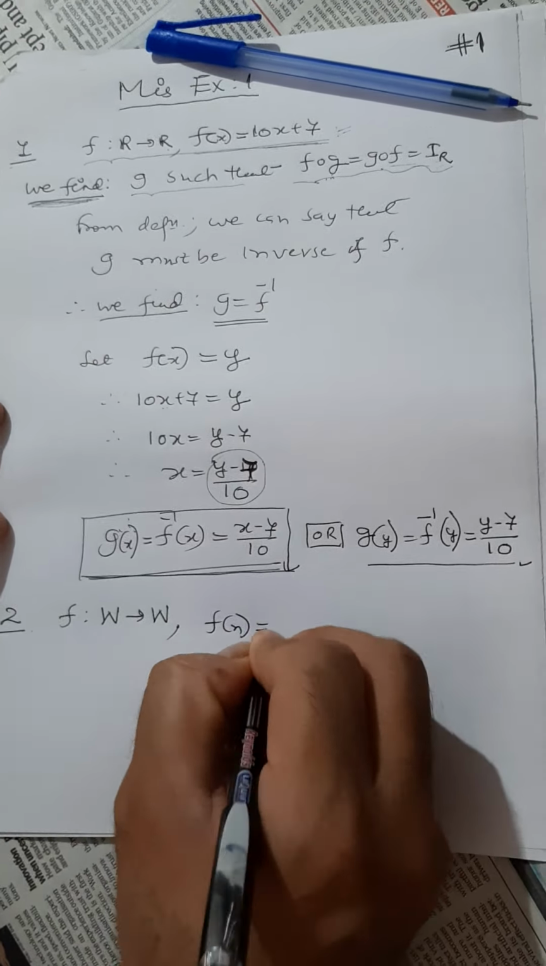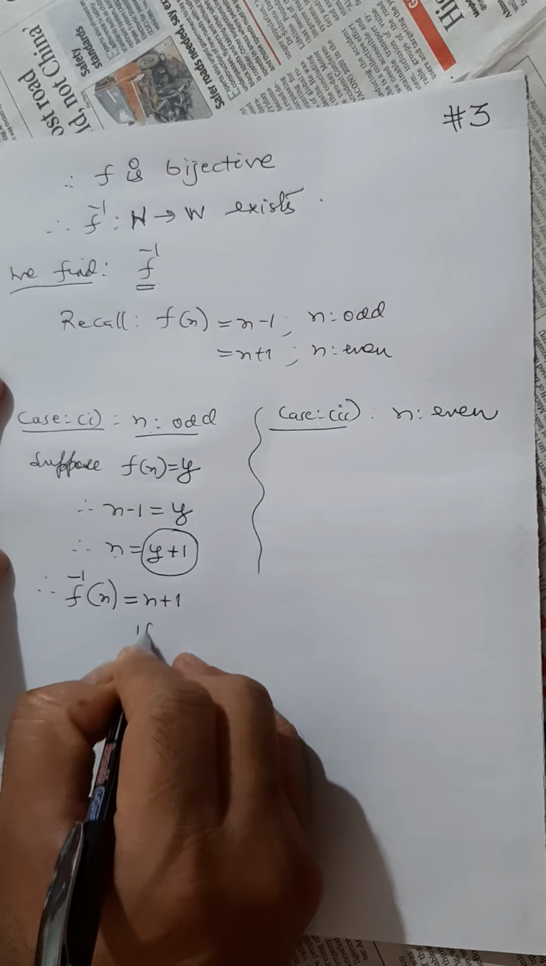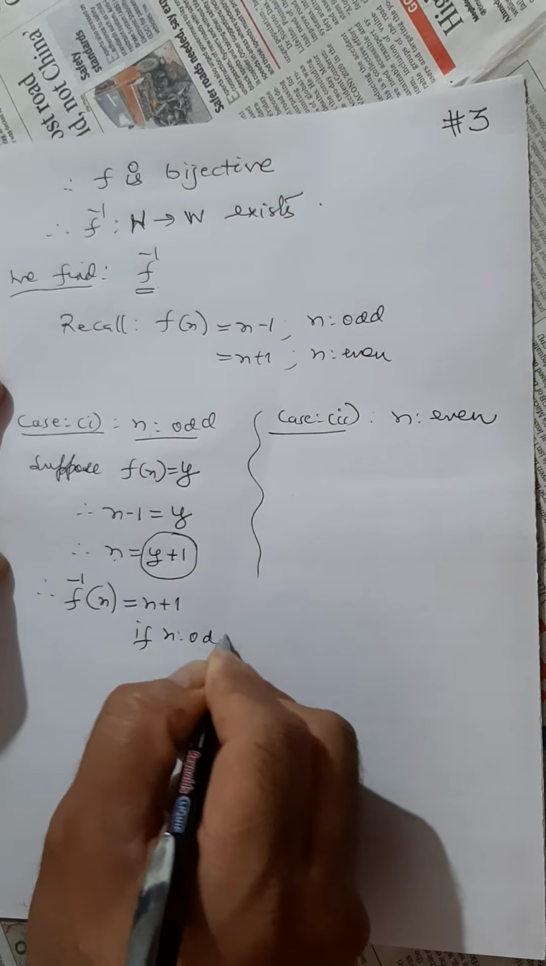So the method to get the inverse. Suppose f of n equals y. Now if n is odd, then you have this formula, so n minus 1 equals y. Make n the subject of the expression, so y plus 1. So in this case, what is f inverse of n? Instead of y, we write n here, n plus 1, if n is odd, remember. So this is the formula for the inverse if n is odd.